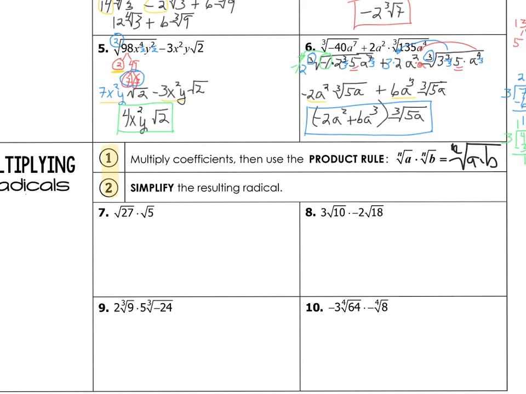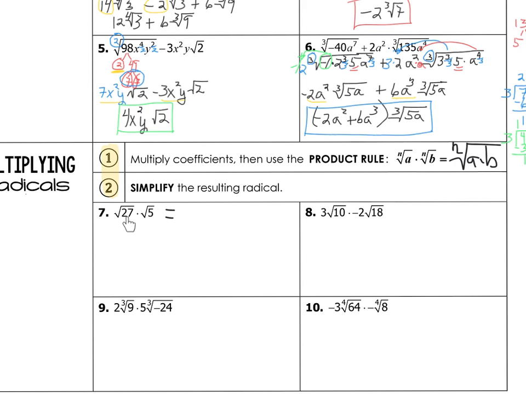We'll talk about when the indexes are different later. But for right now, we have the same indexes, so you can just combine them under one radical. And I actually don't multiply when I combine, I still break it apart, only because I still have to simplify.